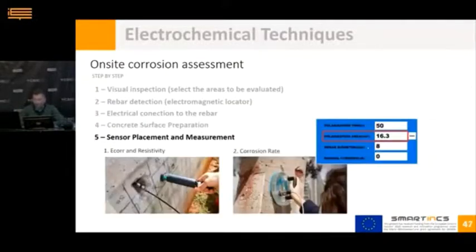After that, corresponding sensors can be placed on wet sponges to guarantee the electrical contact and to overcome possible concrete irregularities. And usually we first perform the phase test measurements, as we have seen before, resistivity and corrosion potential. Then the corrosion rate test, finally, in which the diameter of the reinforcement must be entered to make the measurements as accurate as possible.